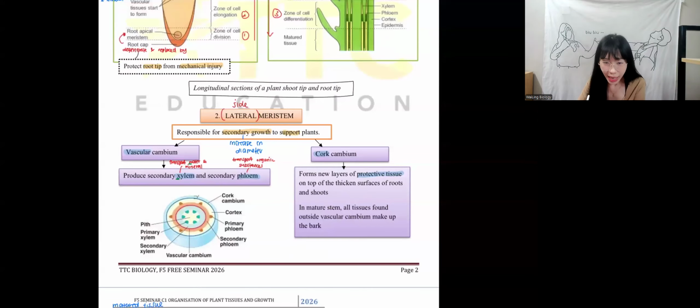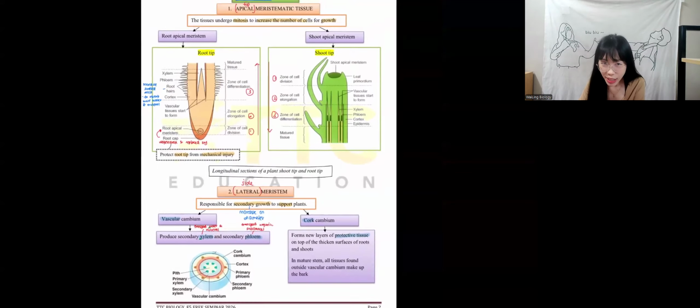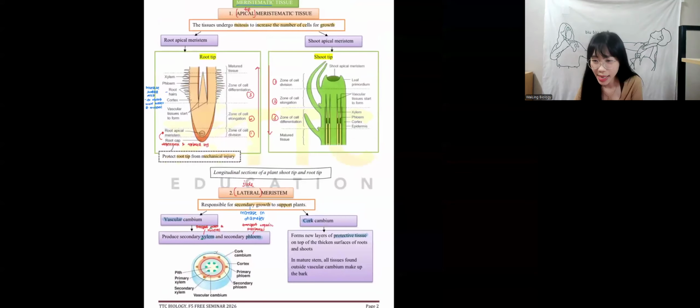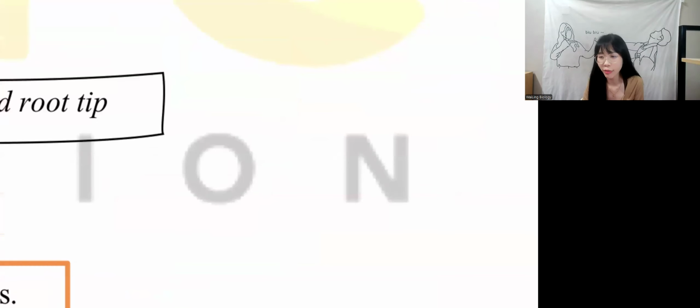Okay, next. Anybody has question to ask in this page? Anybody has question? Okay, no question. I ask you question, guys. Okay, we have two different meristems. We have apical meristem. We have lateral meristem. So apical referring to which part of the plant? The tip, correct? We have shoot tip and root tip.